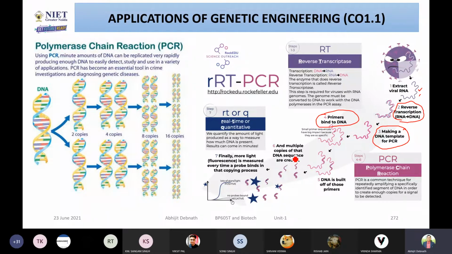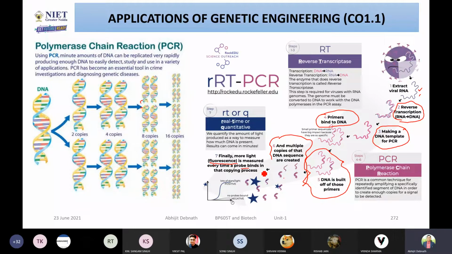Then DNA is built from those primers. After that, multiple copies of that DNA sequence will be created. You can see whatever I was telling you here, the same thing, multiple copies of the DNA. Then the multiple copies you are getting, you are going to analyze by using fluorescence.